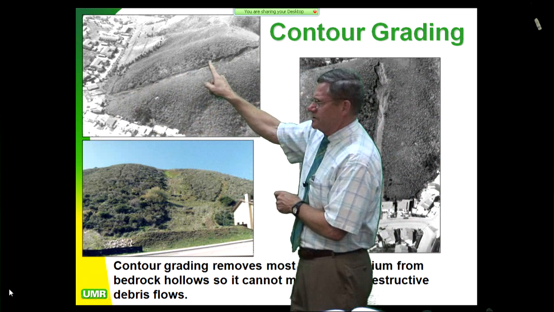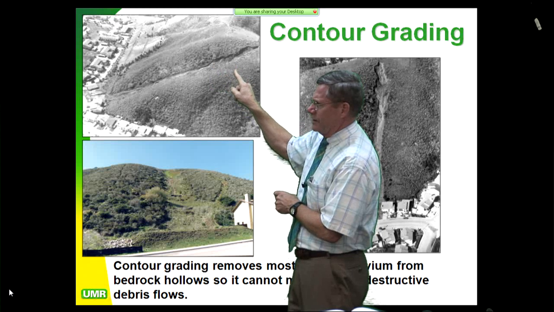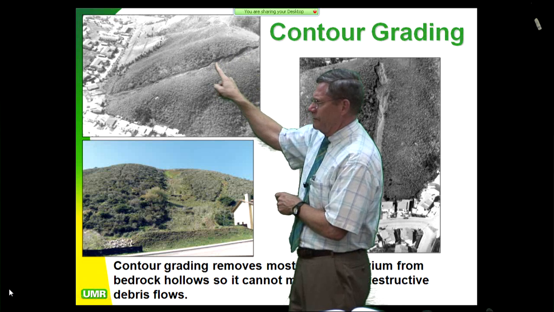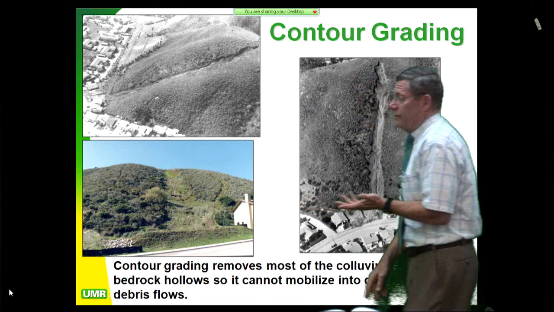You can get an idea for the steepness of it. This is the one that I actually instrumented and showed you the data on, from up here on the bedrock rib and down here in the center of the colluvial-filled ravine. And how do you mitigate something like this?